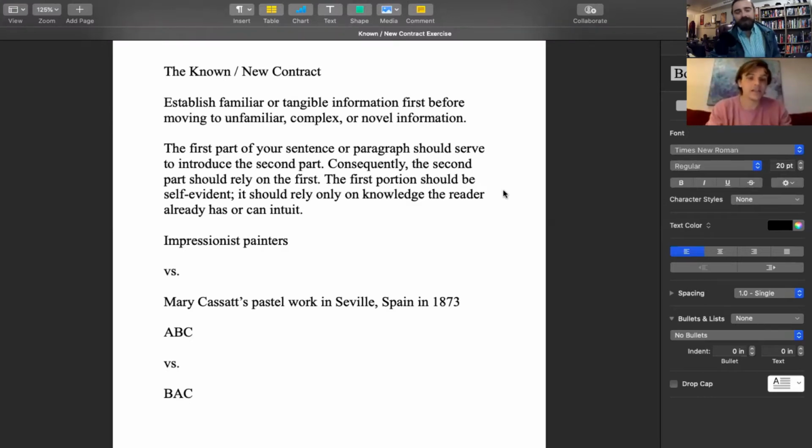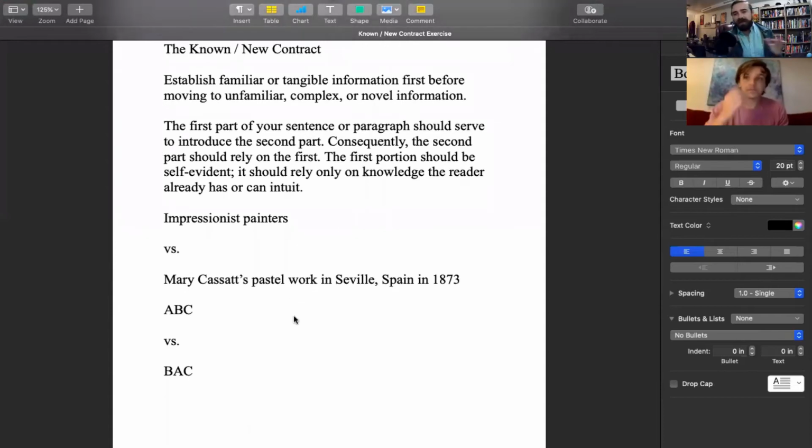So a quick example here would be that you would want to begin by talking about impressionist painters. You wouldn't want to dive right in and start going on about Mary Cassatt's pastel work in Seville, France in 1873. You would need the concrete basis of here's impressionism, which we can all grasp, before moving to the specific. Right. And that statement at the start of the sentence about impressionism should be an argumentative one, or one that contains a little bit of what we're going to get from understanding Mary Cassatt's work. But we're starting with this higher-level, but very clear statement.